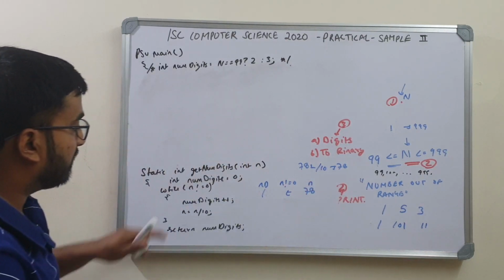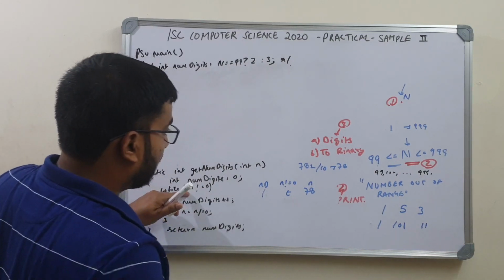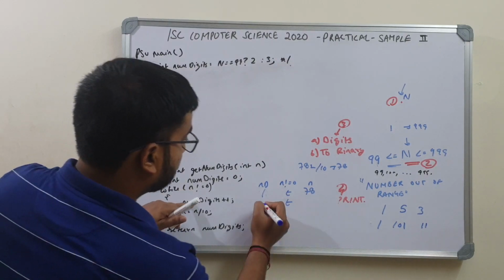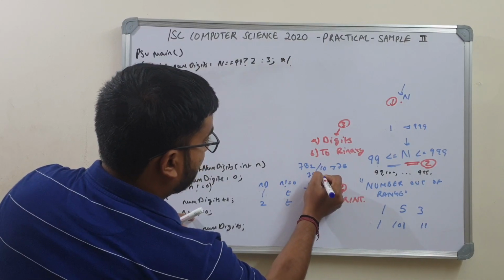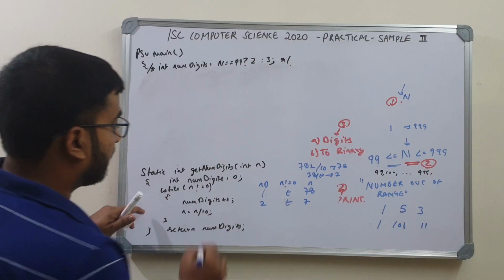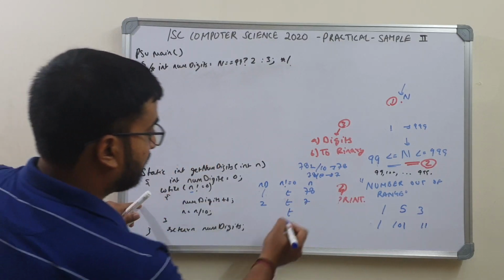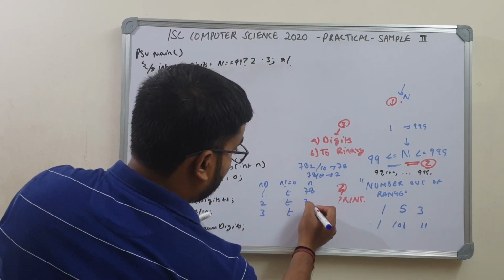This becomes 78. The while loop goes back to the checking condition again. N is not equal to 0. 78 is not equal to 0, true. Num digits plus plus, this becomes 2. N is equal to n / 10. 78 / 10 will give you 7. This becomes 7. Going back again, this condition is still true. 7 is not equal to 0. Then you have num digits plus plus, 3. N equals n / 10, 7 / 10.